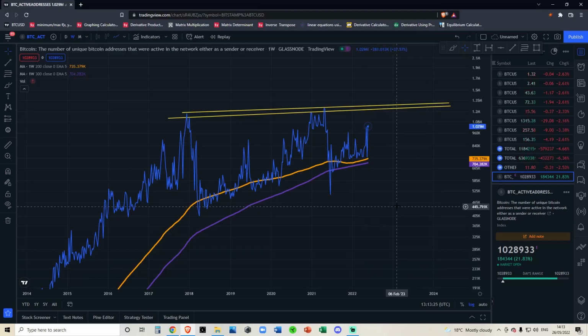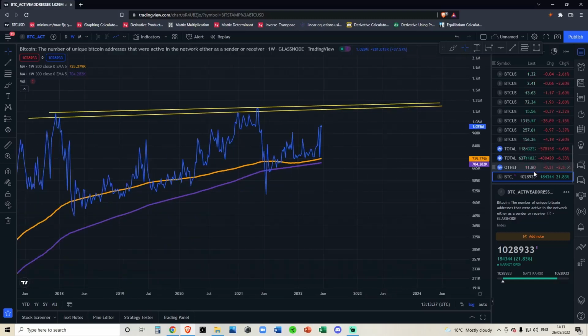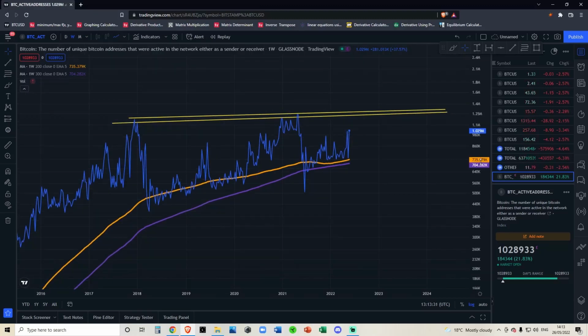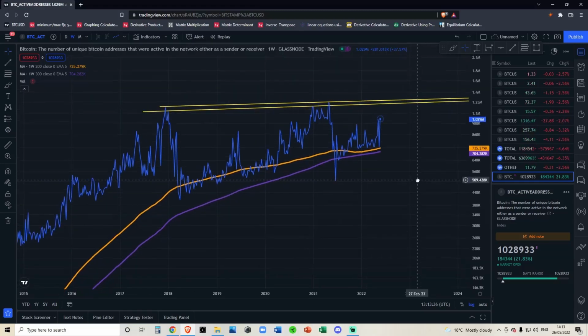So the Bitcoin active addresses are skyrocketing today. They're up 22%. Why is this important? How is this previously correlated to the Bitcoin price? That is what we are going to jump in today.